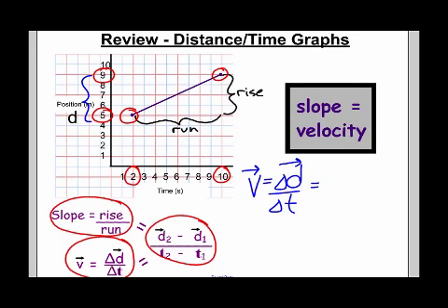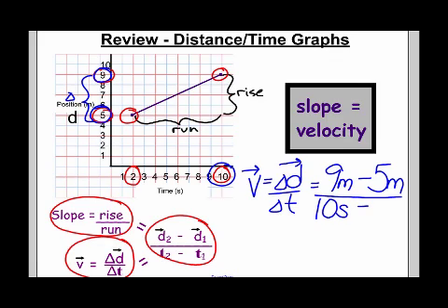So basically what I'm doing is figuring out what was this change over there. Remember, change in something always means final minus initial. So I want to take where did I end up, which was 9 meters, and subtract from that where I began, which was 5 meters. So the top of my equation will say 9 minus 5. The bottom of my equation will say a similar thing, but for time. My final time was 10 seconds. My initial time was 2 seconds.